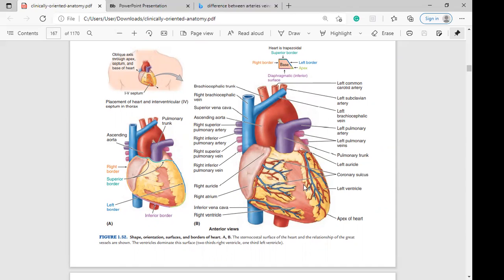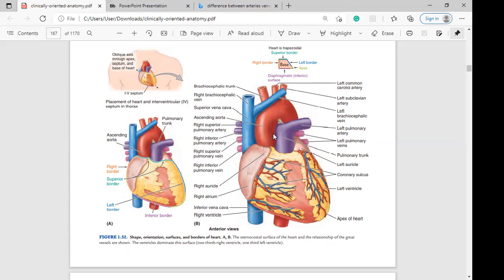Normally, we usually have the base under, but for the heart, the apex of the heart is the lowermost part of the heart. Look at this place. This is the apex of the heart. It is the lowermost part of the heart, while the upper part of the heart, this upper part you see here, is the base of the heart.